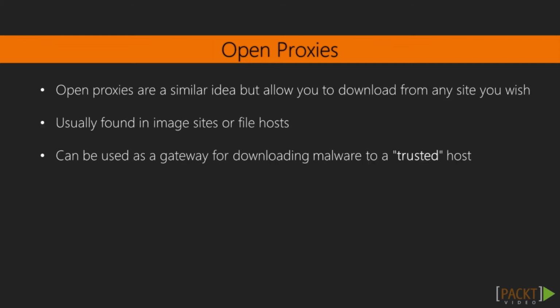With open proxies, it's a similar idea, but with this, the parameter gives you a file, you download it, and it looks like it's from the site originally downloaded from. This is usually found in image sites or file hosts, and what I've put as an example is it can be used as a gateway for downloading malware to a trusted host. So let's say Microsoft, a fairly trusted company: if you found an open proxy within there, most people would download from Microsoft, and so it's a very beneficial exploit to find for a person who's wishing to give a social engineering side of downloading malware to a user.